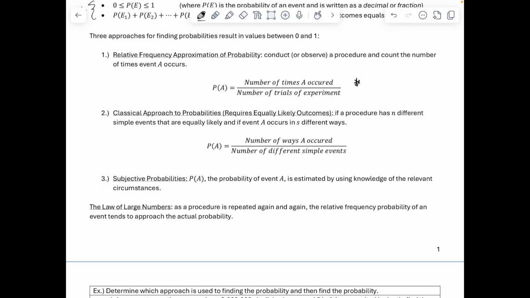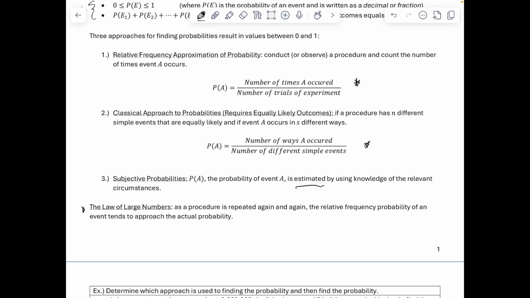This requires equally likely outcomes. If a procedure has n different simple events that are equally likely and event A occurs in s different ways, then the probability of A is the number of ways A occurs divided by the number of different simple events. And that formula is given there. And then we have 3, which is subjective probabilities. The probability of event A is estimated by using knowledge of the relevant circumstances. So it's almost like an educated guess.